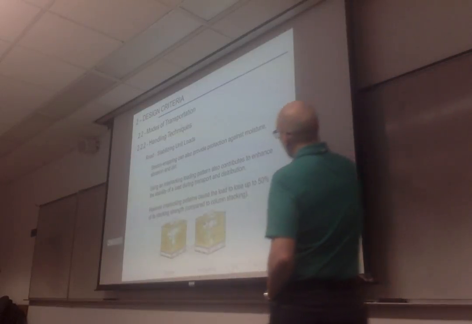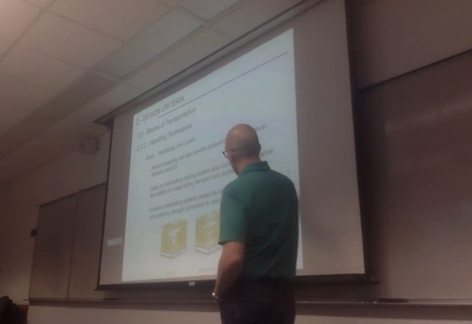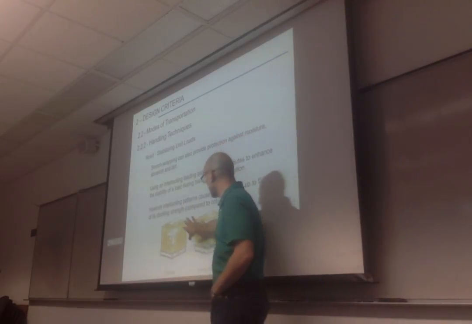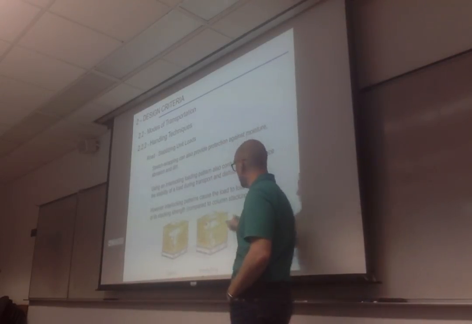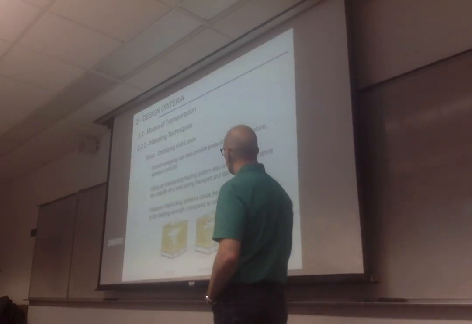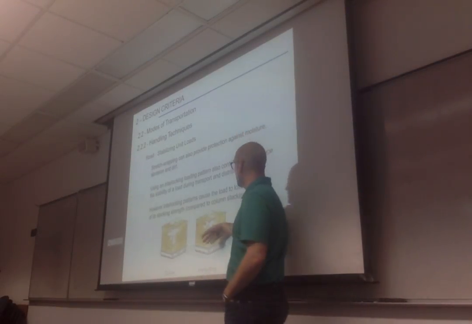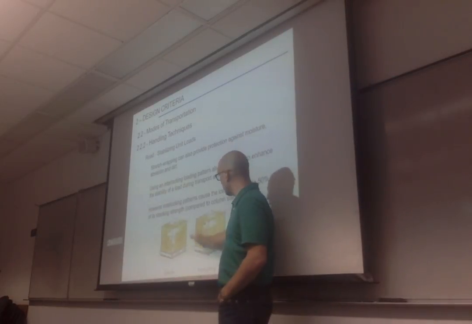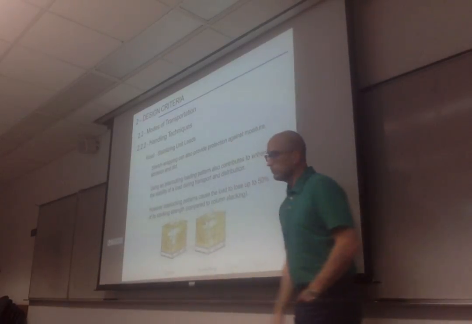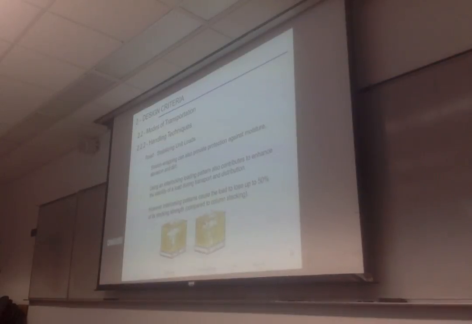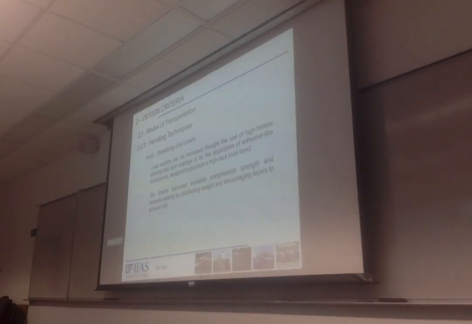Stretch wrapping can provide protection against moisture. Obviously, if it's plastic wrap, it helps, okay? We already talked about column stacking and interlocking, which is the same as cross stacking. It helps with stability, obviously, but since you don't have corner on corner, your load can lose 50% of its stacking strength when you do this. So it's always a balance between the two.